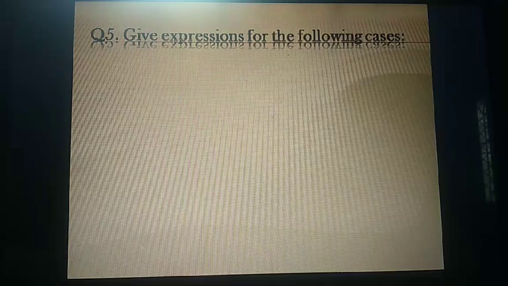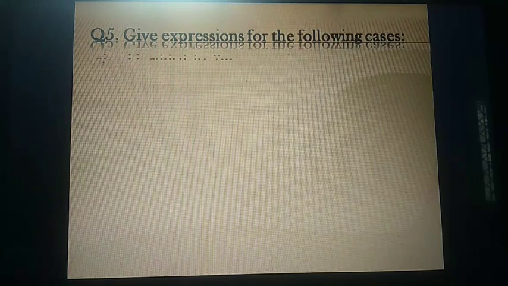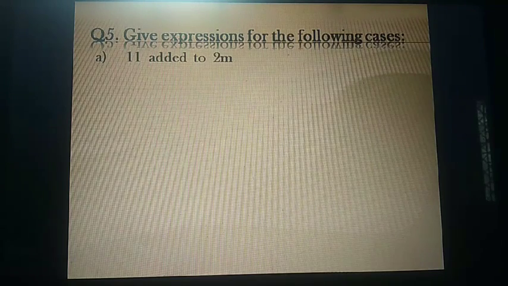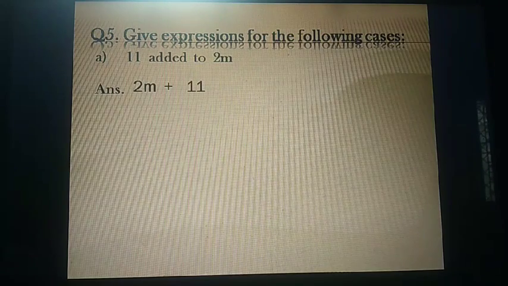Moving to question number 5. Again, we have to do the same. We have to write expression for the cases given to you. The first one is 11 added to 2m. Again, 2 is given. So we have to write 2m first and then we will add 11 to it.